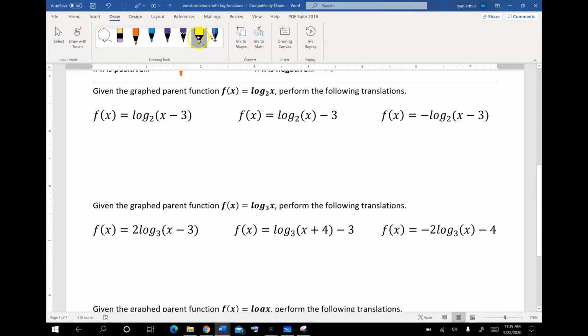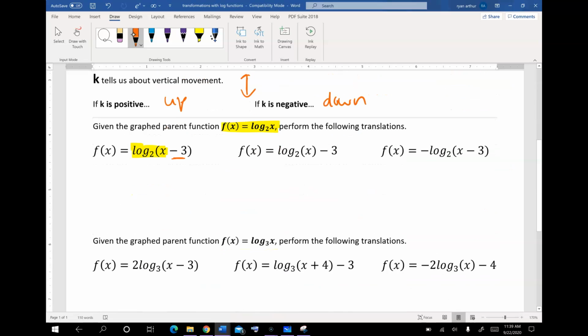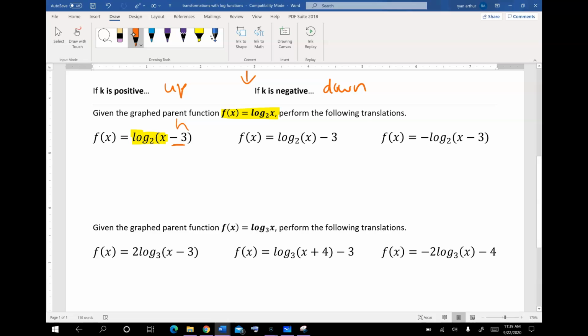So again, highlight your parent function. My parent function here is log base 2 of x. So this right here is my parent function. Anything added to that is a transformation. So a minus 3 on the inside is h, which is left and right. So that's my h value, which means I went to the right 3. Again here, this is my parent function. Now that 3 is on the outside, so that is your k value, and that means I went down 3.